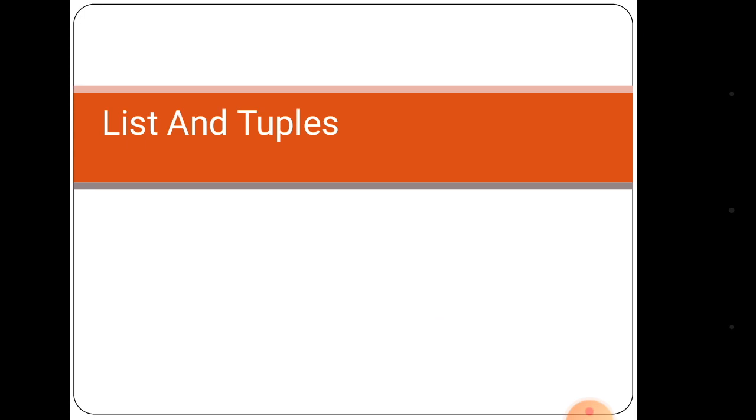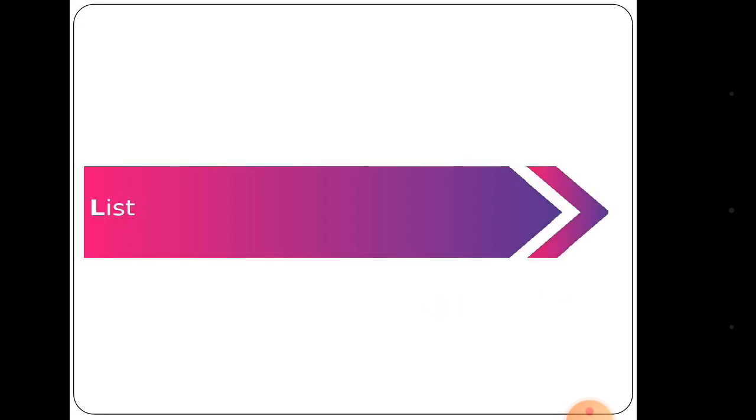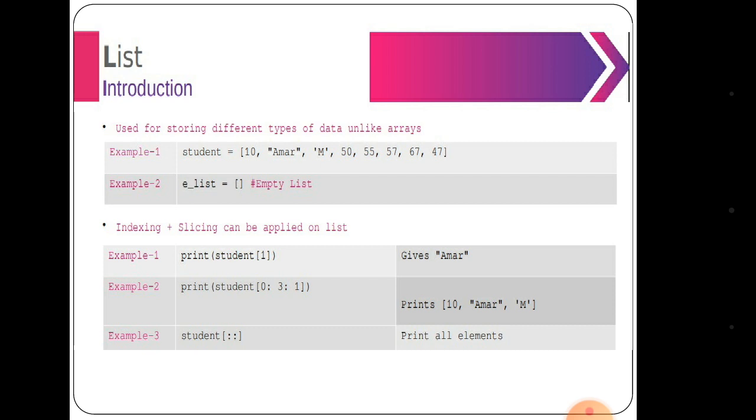Okay, so list is a mutable data type. We know that we can change the list at the runtime of the program. First we see the list introduction. This is just a revision video series for lists and tuples. Revision list. What is the list? List is just like an array which stores elements.